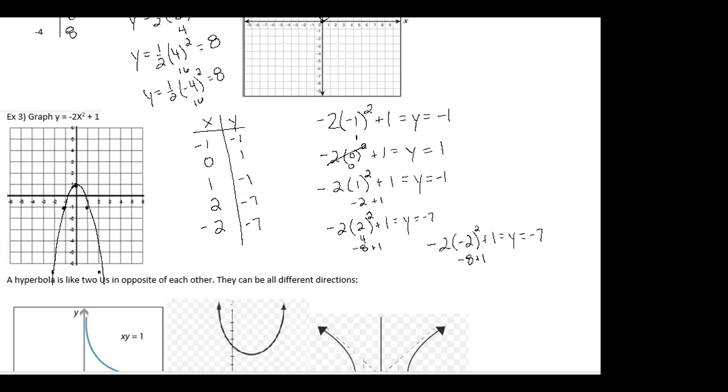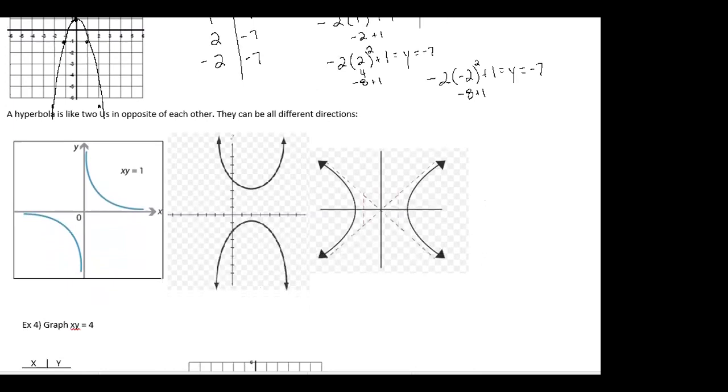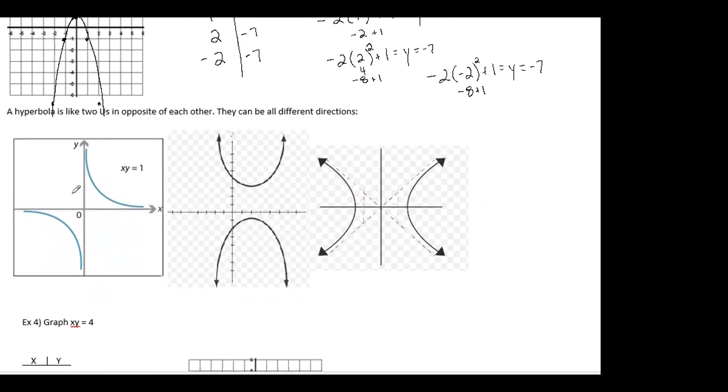All right, feel free to ask questions. That's it on parabolas. Now we're going to do a couple hyperbolas, and then we'll be done. So a hyperbola is like two u's in opposite direction from each other. And they can be in all different directions.